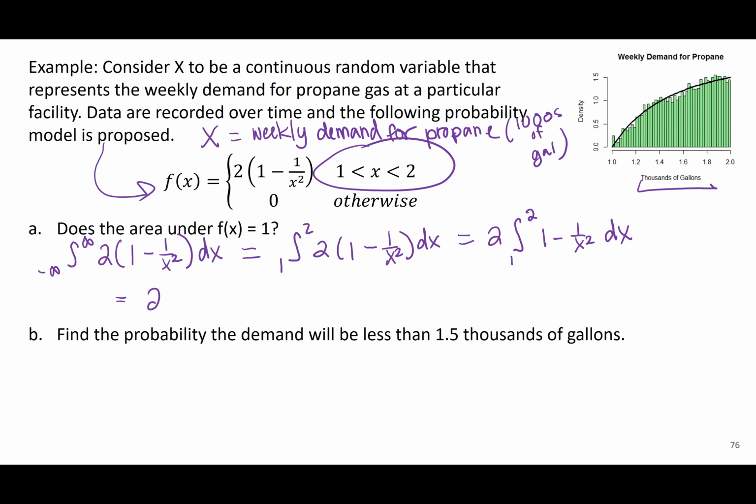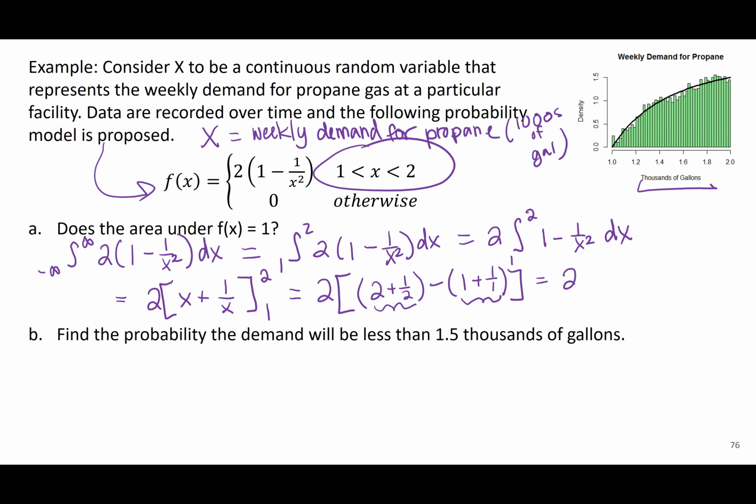So I'm going to end up getting 2 times (x plus 1 over x) evaluated from 1 to 2. That's going to be 2 times (2 plus 1/2) minus (1 plus 1 over 1, which is just 1 plus 1). The first ends up being 2.5 and the second ends up being 2. So you end up getting 2 times 1/2, which is equal to 1.